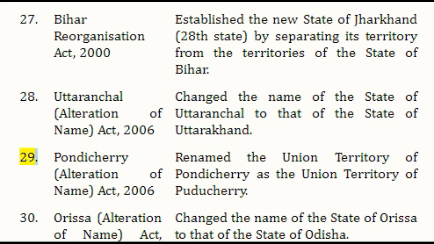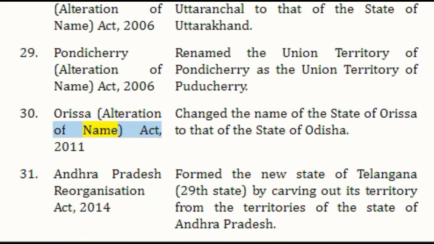29. Pondicherry, Alteration of Name, Act, 2006. Renamed the Union Territory of Pondicherry as the Union Territory of Puducherry. 30. Orissa, Alteration of Name, Act, 2011. Changed the name of the state of Orissa to that of the state of Odisha.